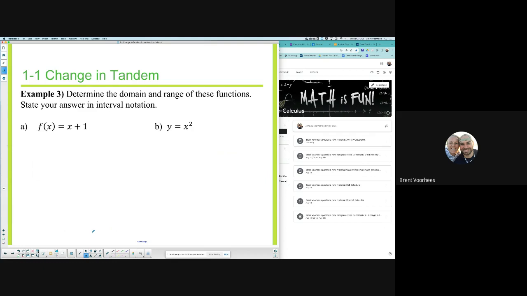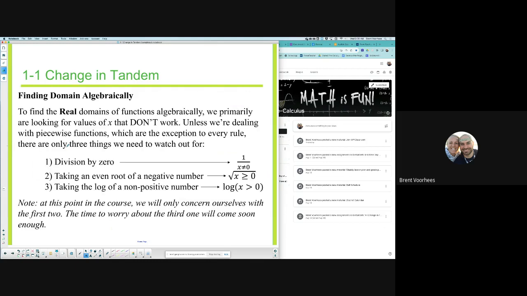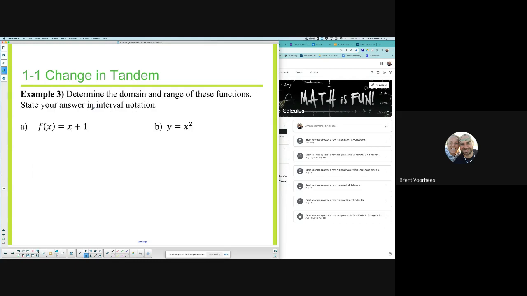Okay, let's look at example 3 here. Determine the domain and range of these functions. State your answers in interval notation. What you look for is, you assume a function is all reals unless you see a rule breaker. So, when you look at the first function, do we have any division going on? No, it's not combined. Do you see a square root? No. We don't even have to graph this. The domain will be all reals.